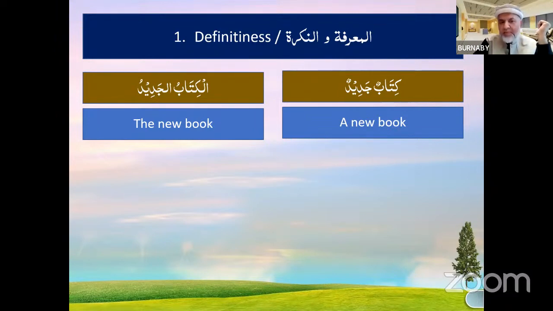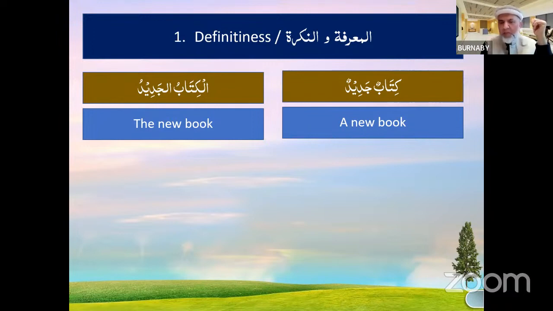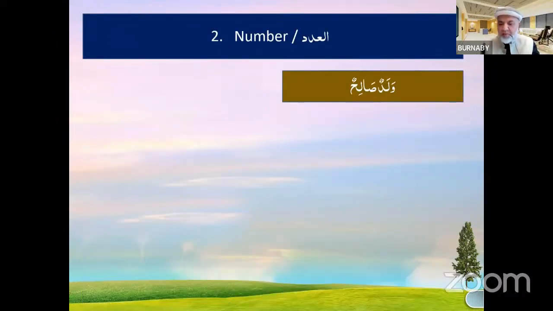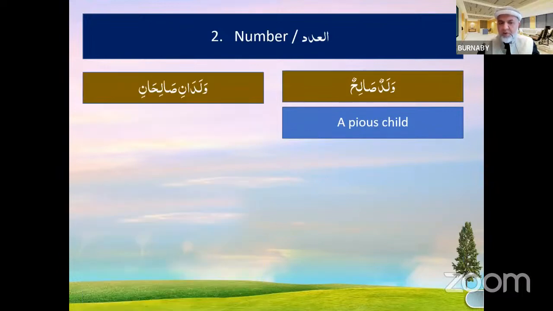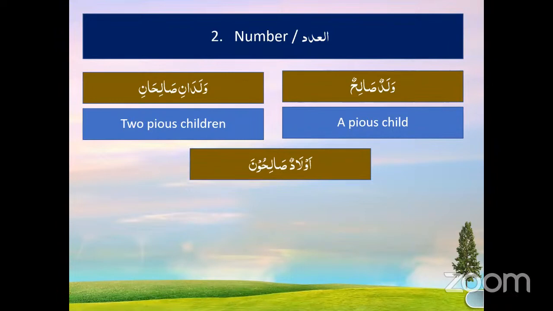When it comes to the type, we know the type is of two kinds, marifa or nakira. On the right side, I gave you the common version, Kitabun Jadidu. And on the left side, Al-Kitabul Jadidu. So that is the proper one. Then I talked about the adad. I gave you the singular example, the dual example, and then the plural example.